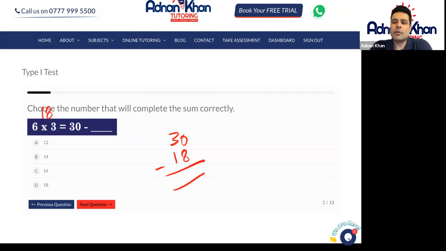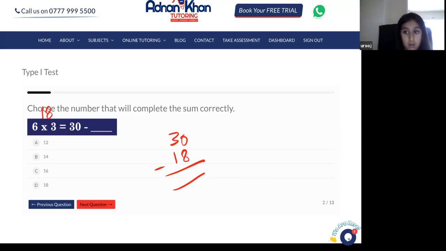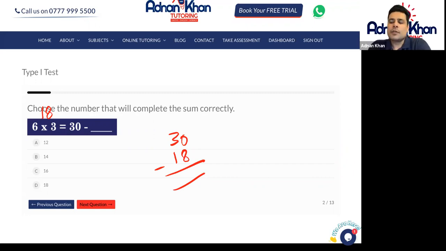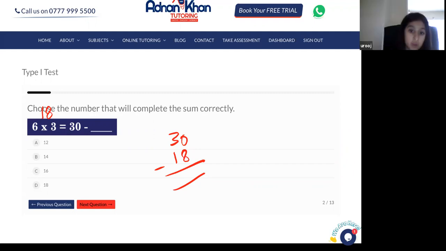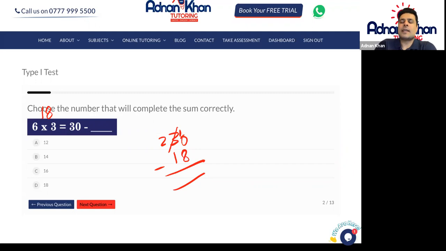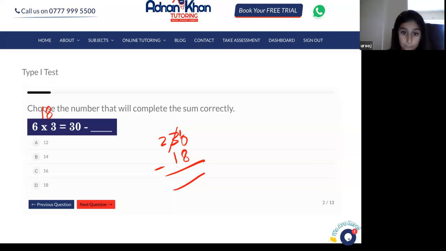So can you take away 8 from 0? No. No, you can't. So what are we going to do? Go to 3 and put across 3 and change it to 2 and put a 1 next to 0. Excellent. So that gives us 10. So what's 10 take away 8? 2. So 10 subtract 8.